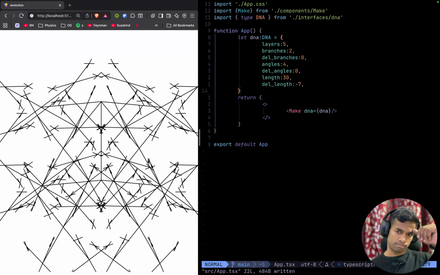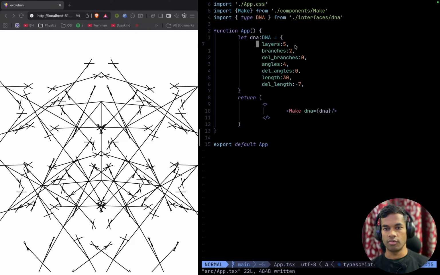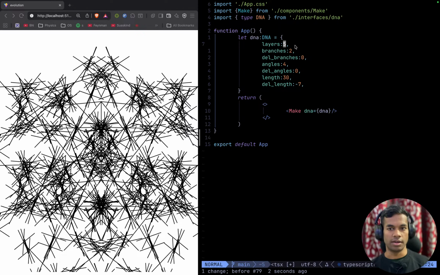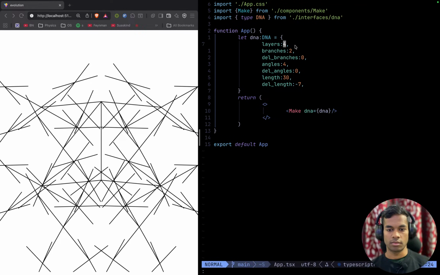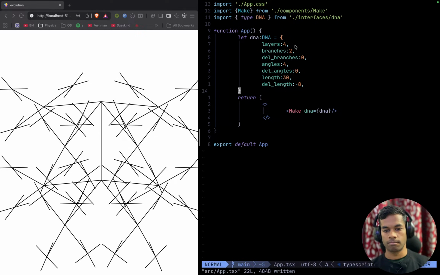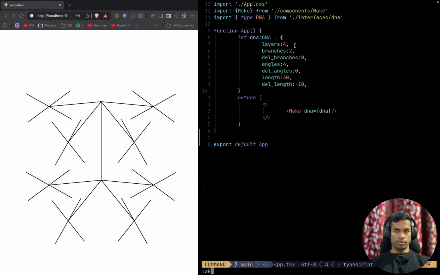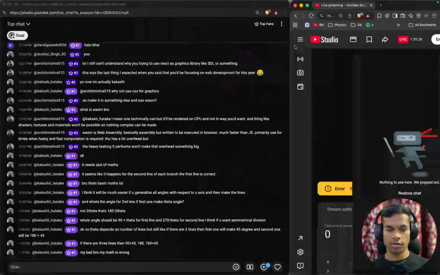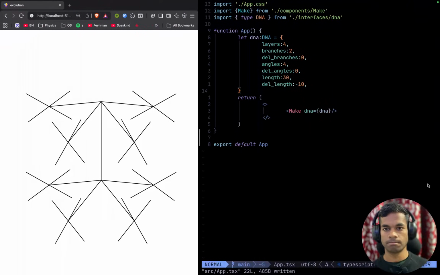I think this looks fine if we do not have a lot of layers. If we increase the number of layers, yeah, it does not look good, but with lower number of layers, some specific configuration here, things look good. I think we can work with this. Yep, it seems cool.